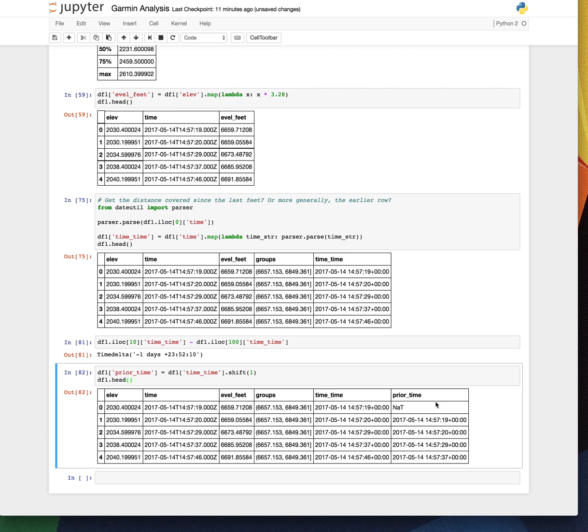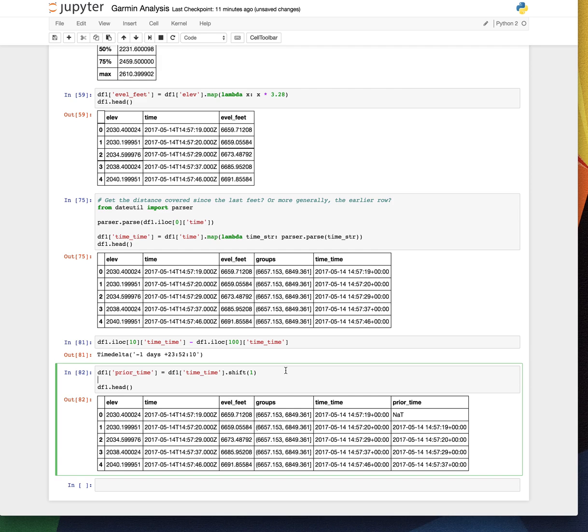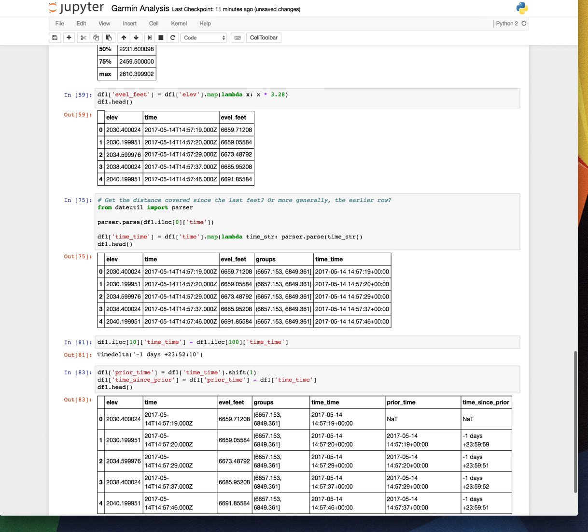Great. Now, really what I'm trying to do is get the difference. So I want to have like time between or time since. Yeah, I'm not going to try to be too clever with this. We could just do now df1 time since prior equals df1 prior time minus df1 time. Aha.